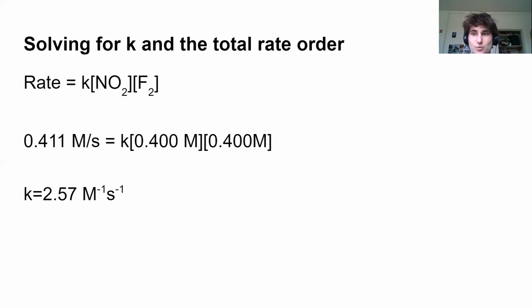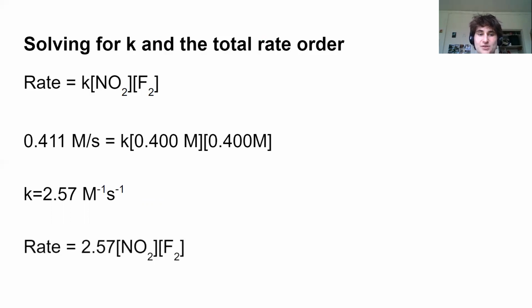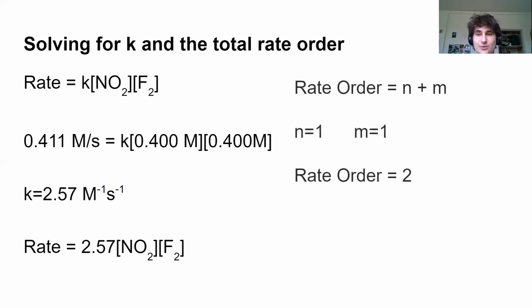And that's good because we found that it should match up hopefully with the order that we found. And so our final rate law is going to be rate equals 2.57 times NO2 F2. And then to solve for the total rate order, we're going to know that that's going to be N plus M. N equals 1, M equals 1, so our rate order is 2. And that matches with our derived units for K, so that's good.